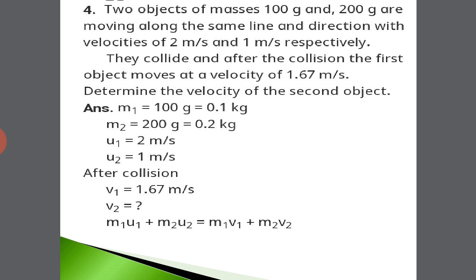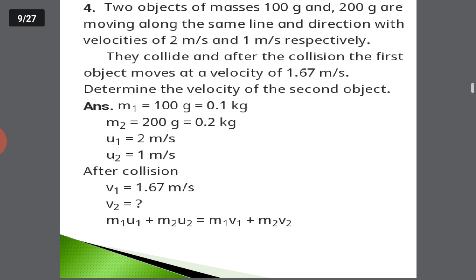Two objects of masses 100 gram and 200 gram are moving along the same line and direction with velocity 2 meter per second and 1 meter per second respectively. They collide, and after the collision the first object moves at a velocity of 1.65 meter per second. Determine the velocity of the second object. Very easy to find out. M1 is 100 gram, 0.1 kilogram, M2 is 200 gram, 0.2 kilogram, U1, U2, V1, V2.